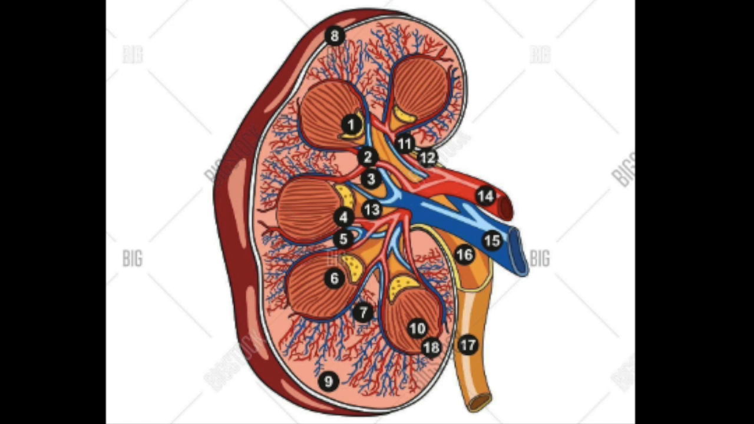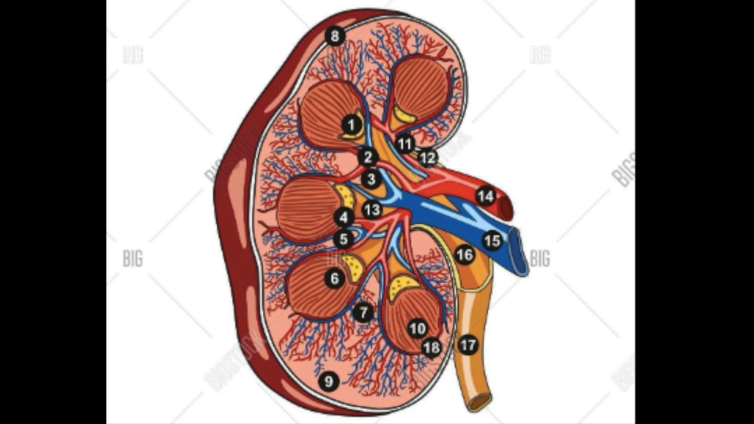Number 4 is the interlobar artery. It passes between the renal pyramids and it goes toward the renal cortex. Next, number 5 is the interlobular veins. Number 6 labels the renal pyramids of the kidney. They consist of striated cone-shaped regions. Number 7 is the unstriated regions between the renal pyramids. They are called the renal columns.